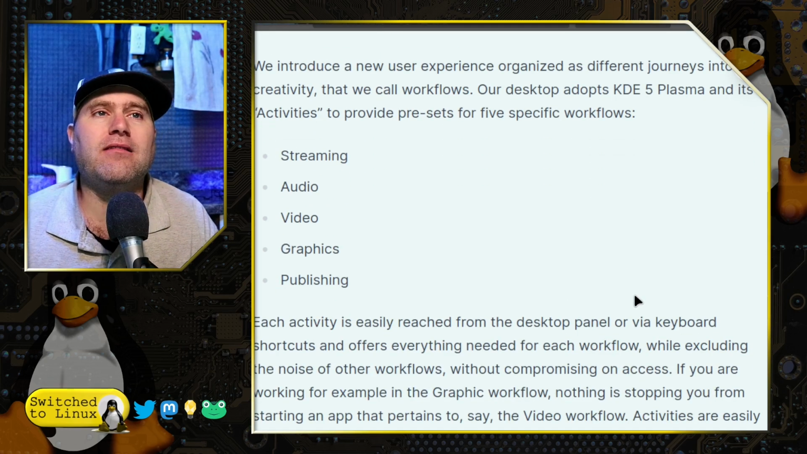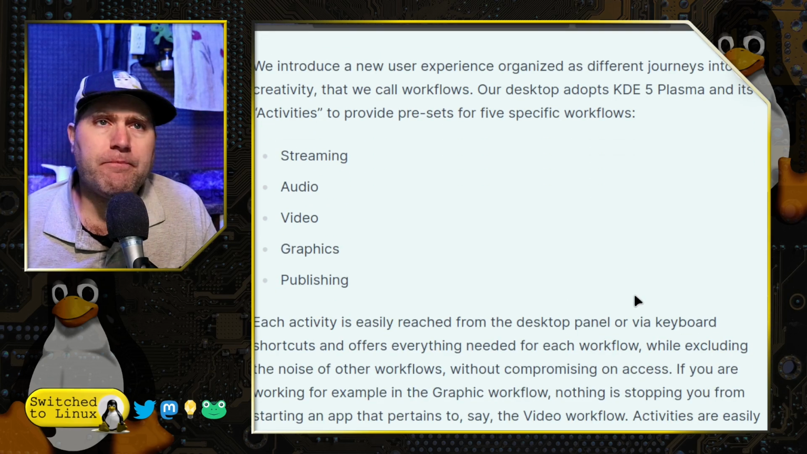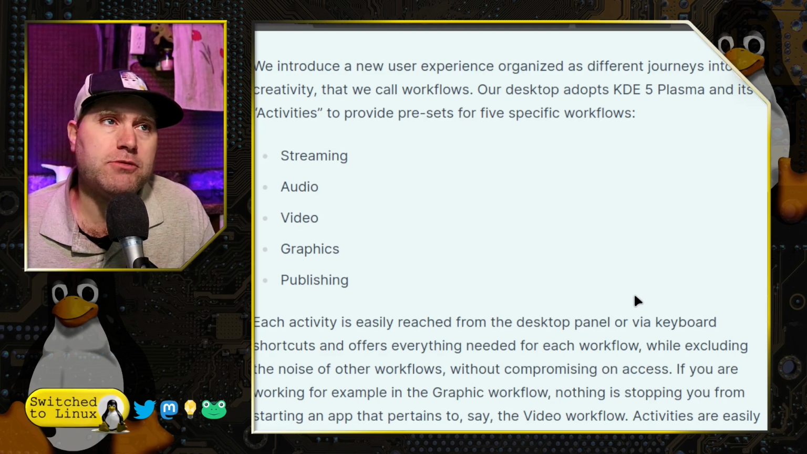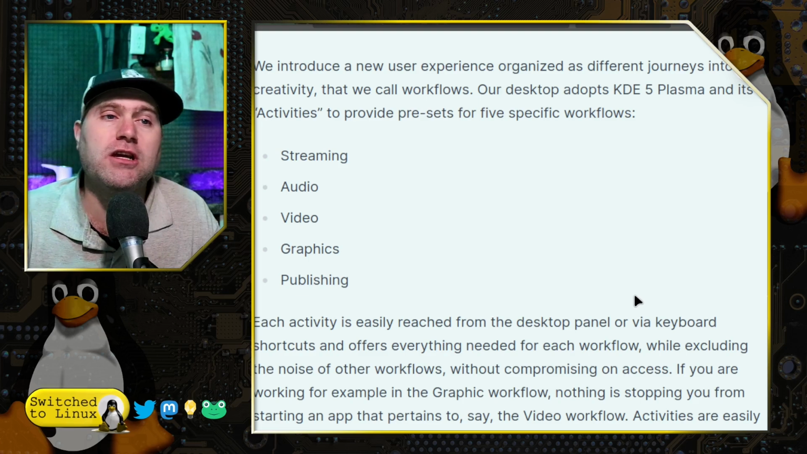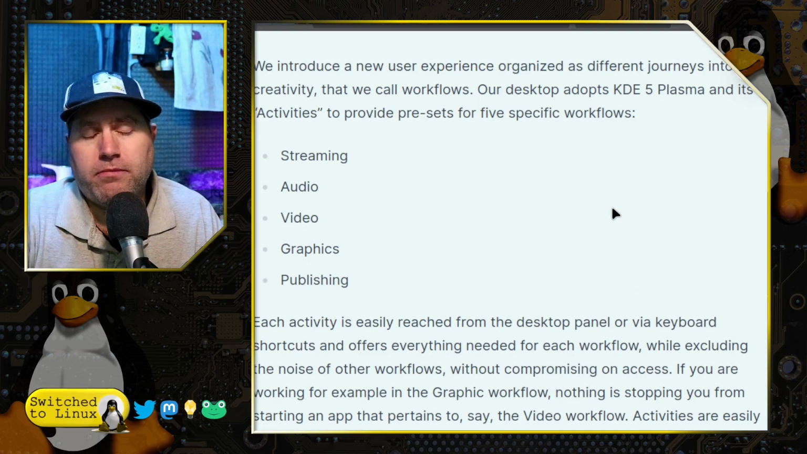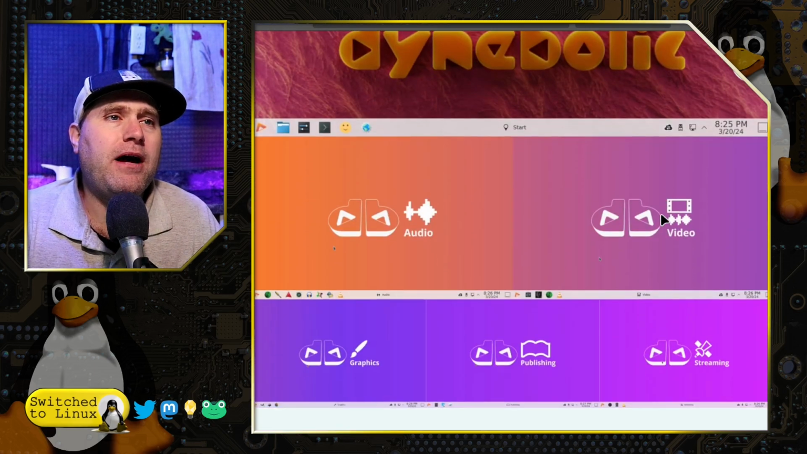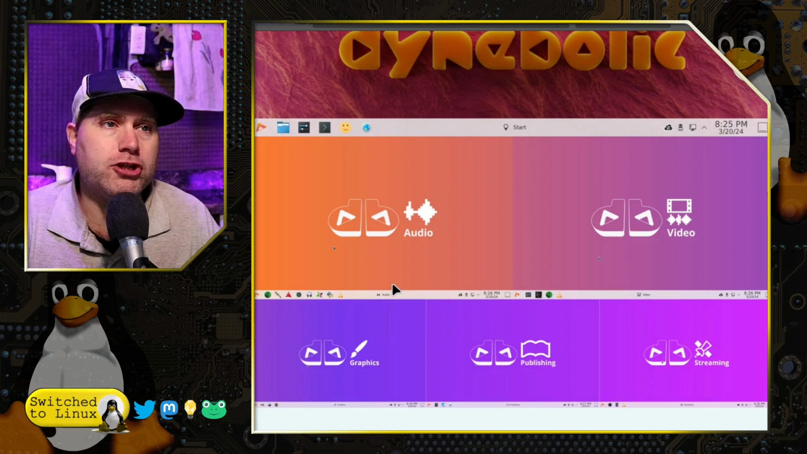But what they have done that is slightly unique is inside of Plasma, they have created a button to produce different workspaces where you can switch between streaming, audio, video, graphics, and publishing. It basically just gives you quick shortcuts to the applications involved in those elements. Of course, you can get to any of the applications from the screen itself, so that's not a real big deal. But they have given us a nice panel. So this is what highlights this, and we'll show you what this looks like.